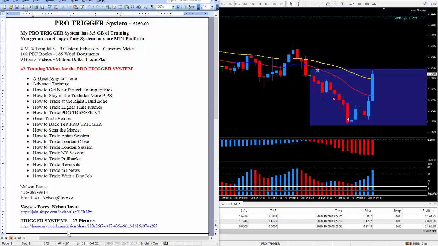Now, over the course of many years, I've been building trigger systems, and if you click on this link here, you will see 27. It's actually 28 now, because I threw in the Fib Masters in there now. So if you wanted to see that, there we go. Just brought it up to date. There are 28 screenshots.